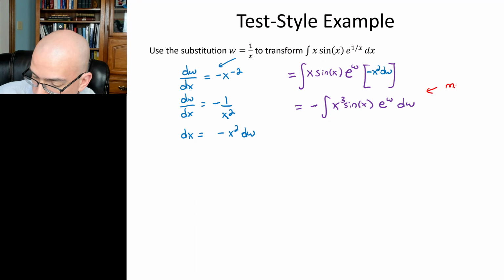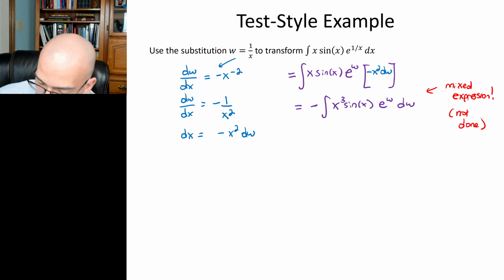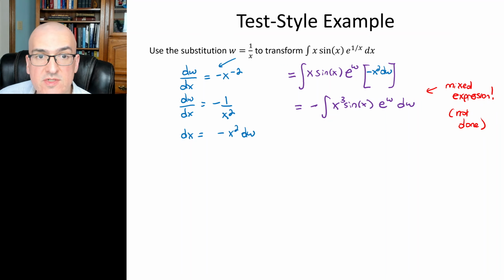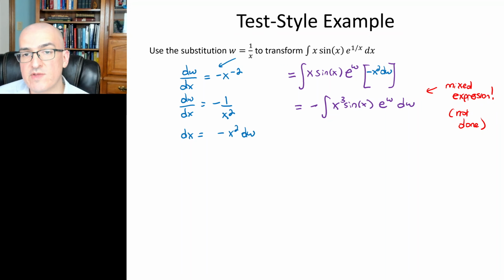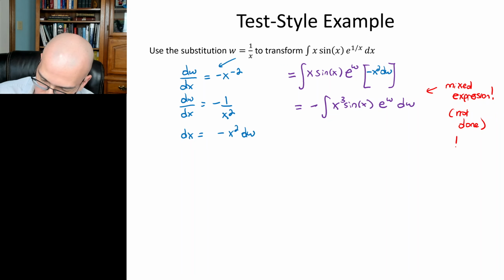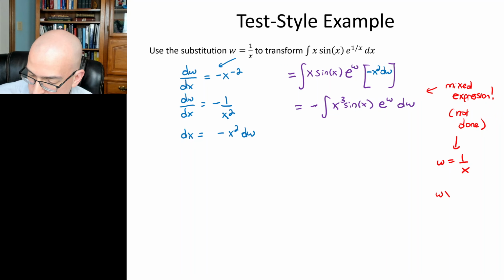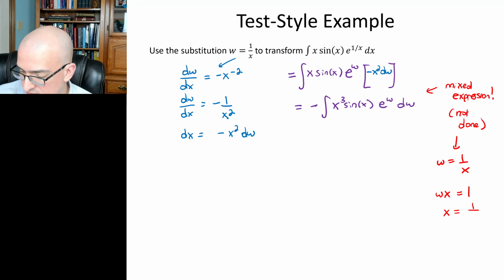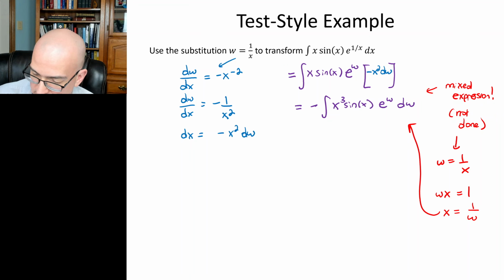Mixed expression. We're not done. What we need to do is use the substitution differently. If w is equal to 1 over x, we can rearrange. W is equal to 1 over x and cross multiply. So w times x is equal to 1. And that means x is equal to 1 over w. I'm going to use that everywhere.